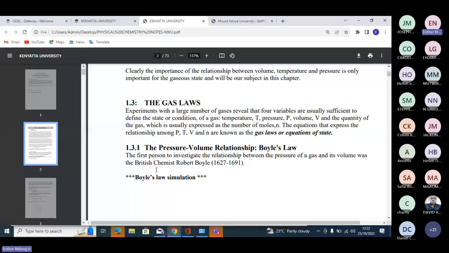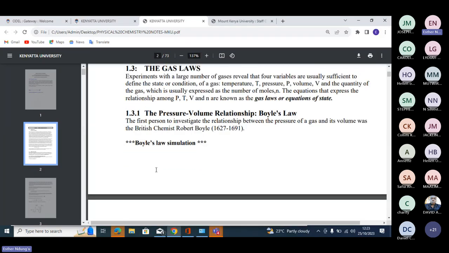These laws that reveal the state or condition of a gas in relation to temperature, pressure, volume, and number of moles are known as gas laws or equations of state. We are saying that laws that define the condition or state of a gas in terms of temperature, pressure, volume, and number of moles are called the gas laws or equations of state.